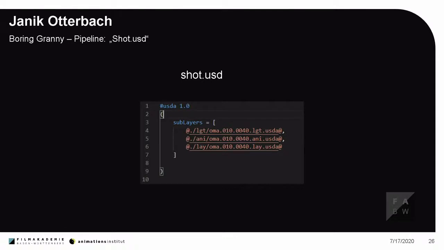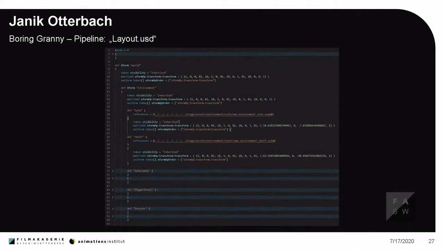And that's probably the strength of USD. We can layer different hierarchies. So basically we have the hierarchy of layout, where we layer on top the hierarchy of animation, and on top the hierarchy of lighting. And if we open up the Shot.usd file, we get a composed hierarchy from the individual departments. So layout is finally creating some hierarchy.